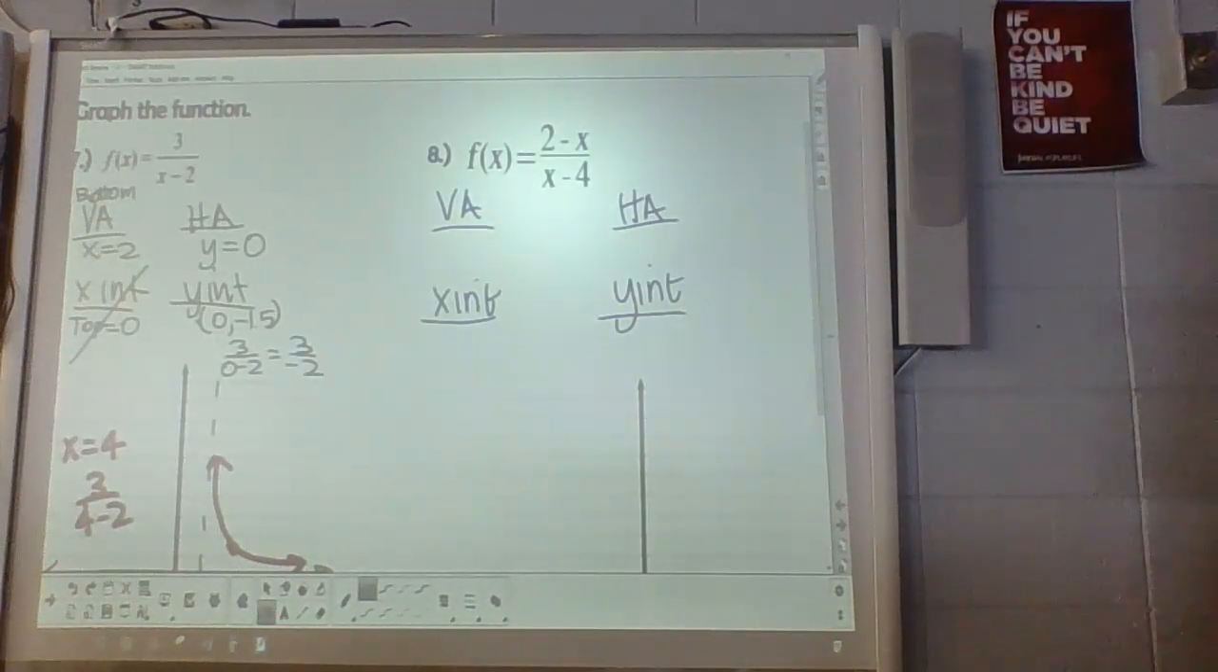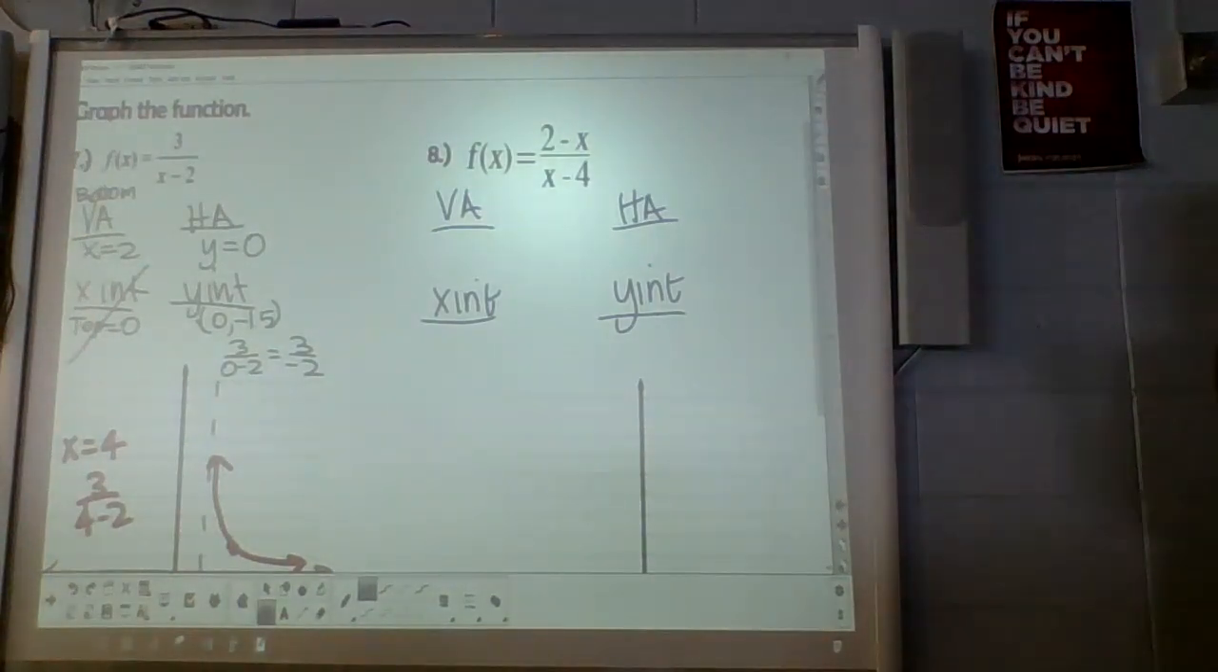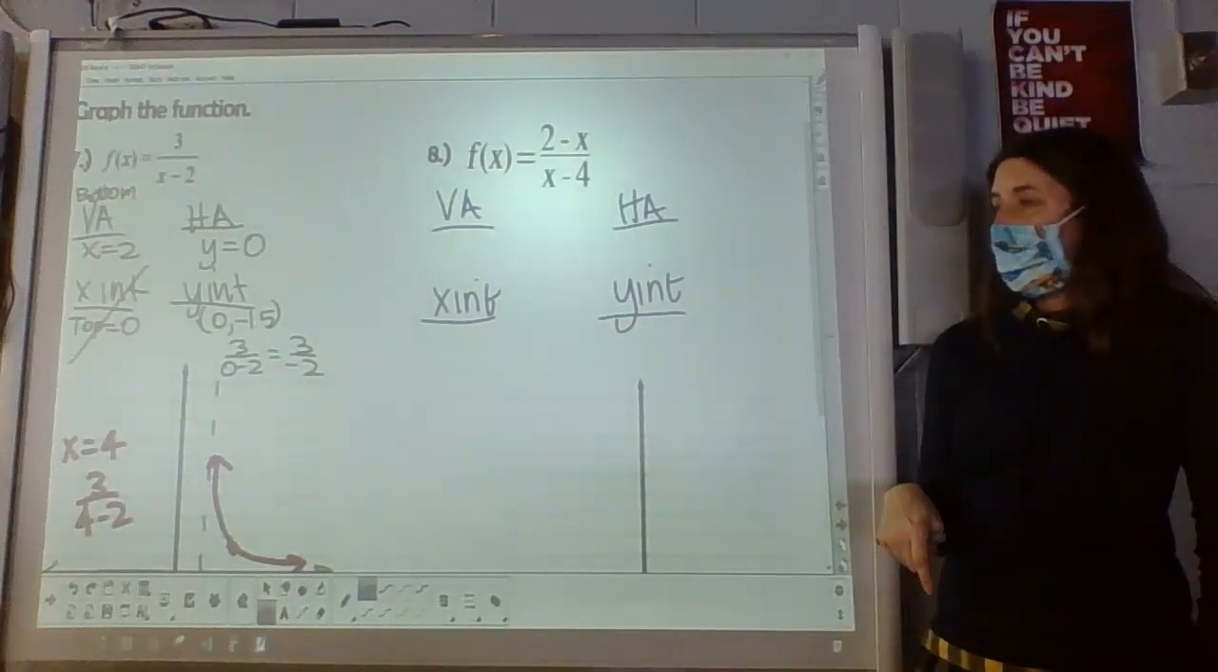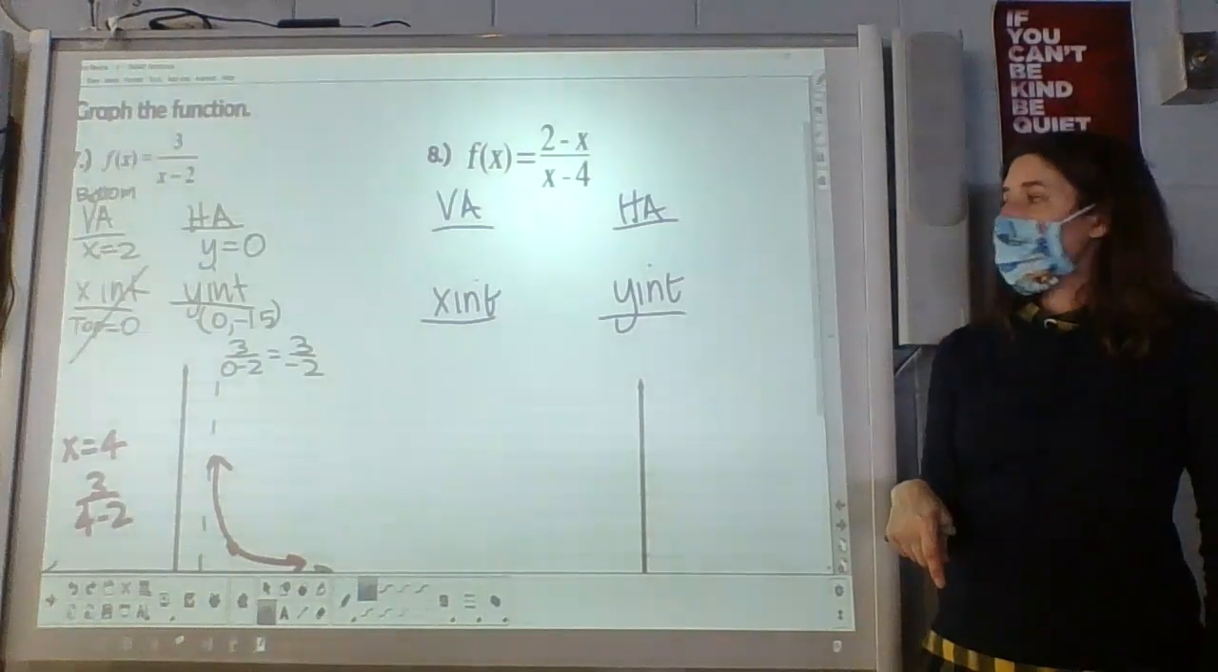So this is going to be 3 over negative 2, so it's a negative 1.5. So that's where my point is going to be, and that's going to tell me what this graph is already going to look like. So my point is at 0, negative 1.5. So I know already this lower left corner looks like that.